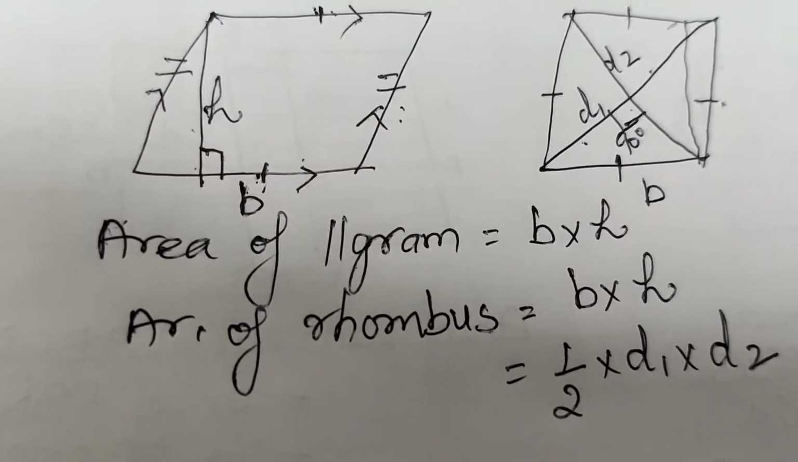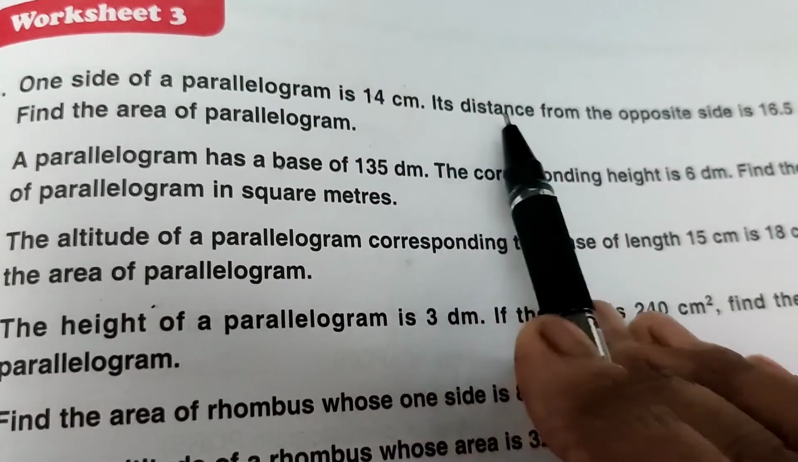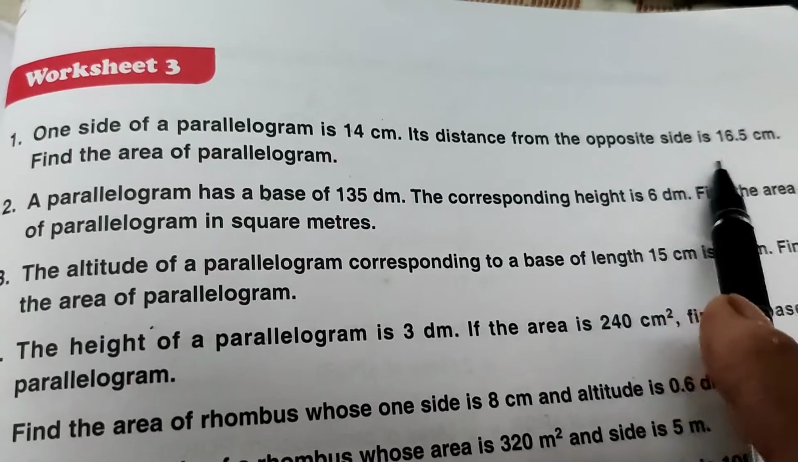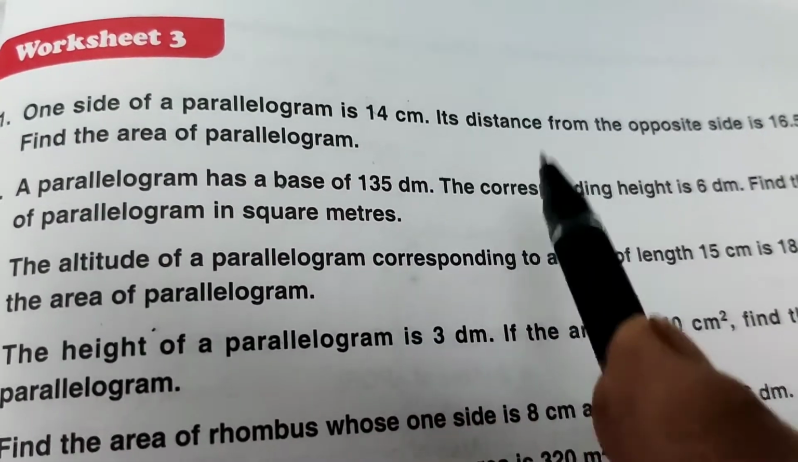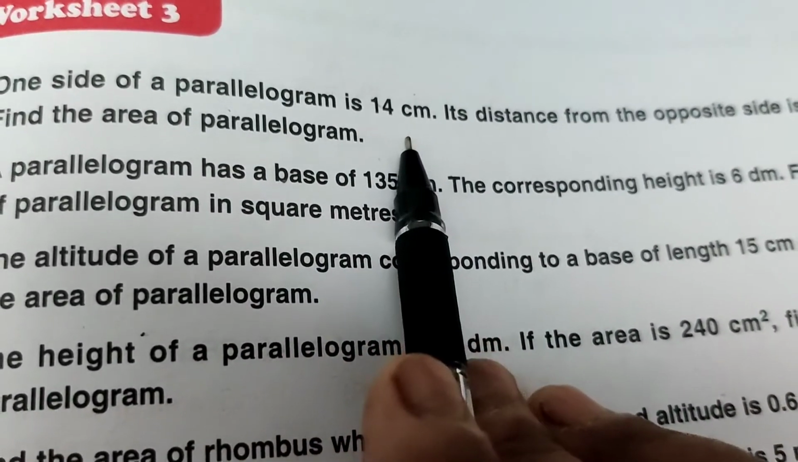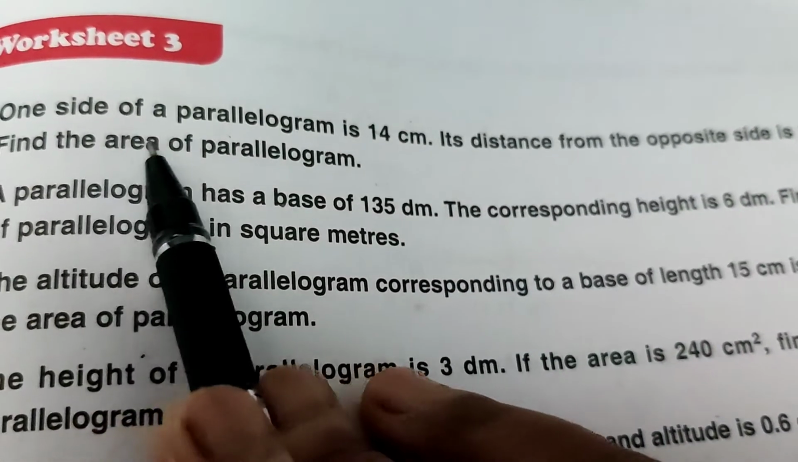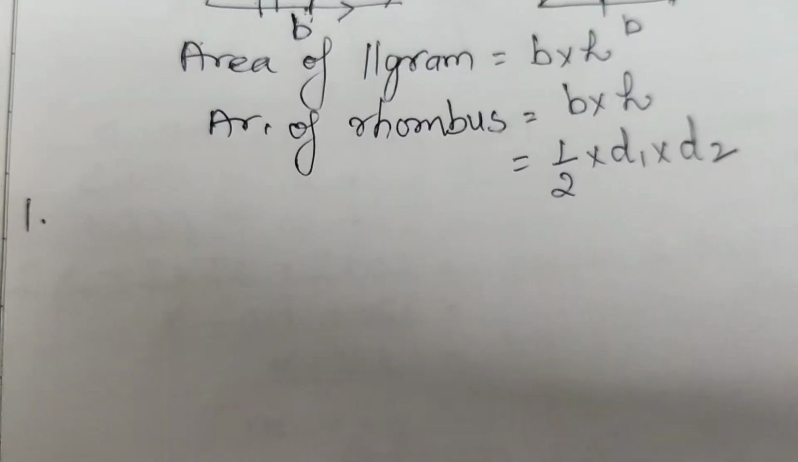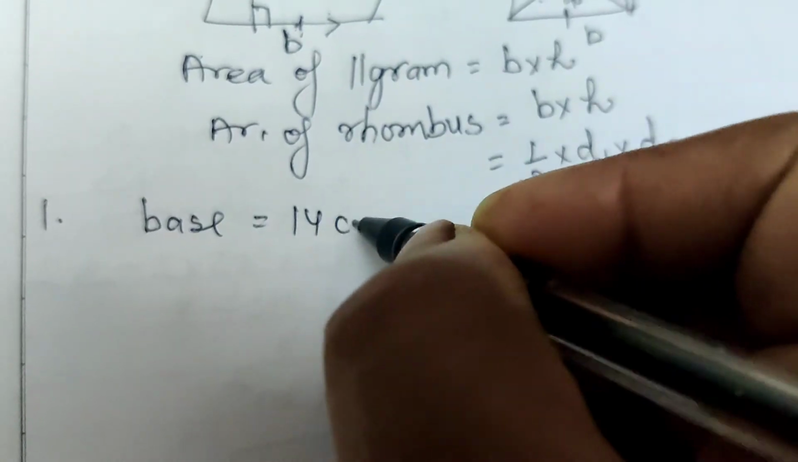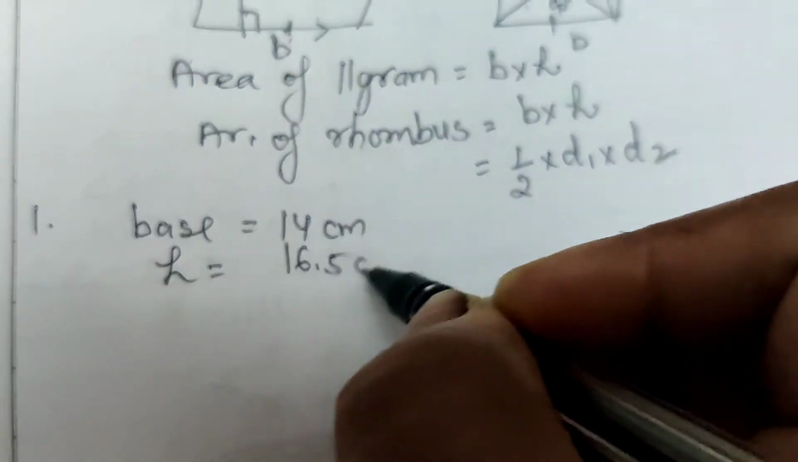Now question number 1 of your worksheet. The one side of a parallelogram is 14 centimeter. The distance from the opposite side is 16.5 centimeter. Find the area of the parallelogram. Simple, one side of the parallelogram means this is the base and distance from the opposite side is height. So simple, you can find the area of parallelogram, base into height. Now the base of the parallelogram is 14 centimeter and distance means height is 16.5 centimeter.